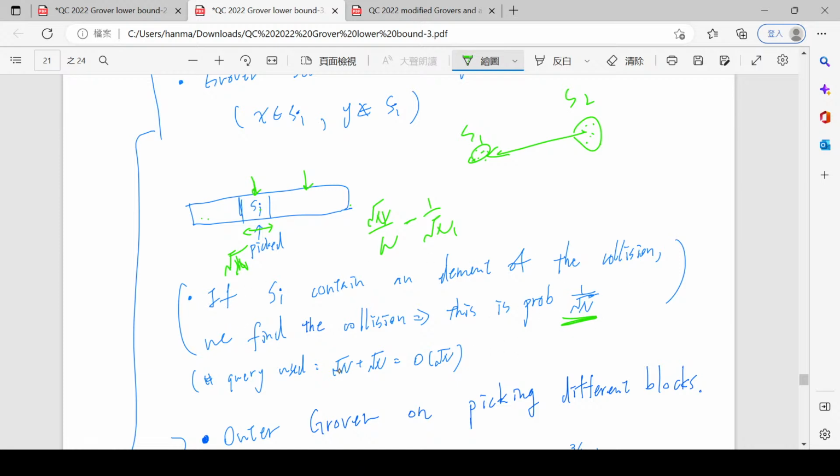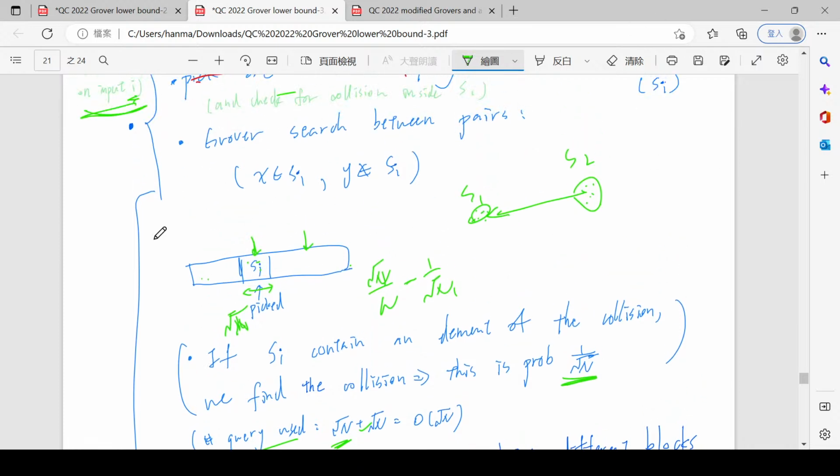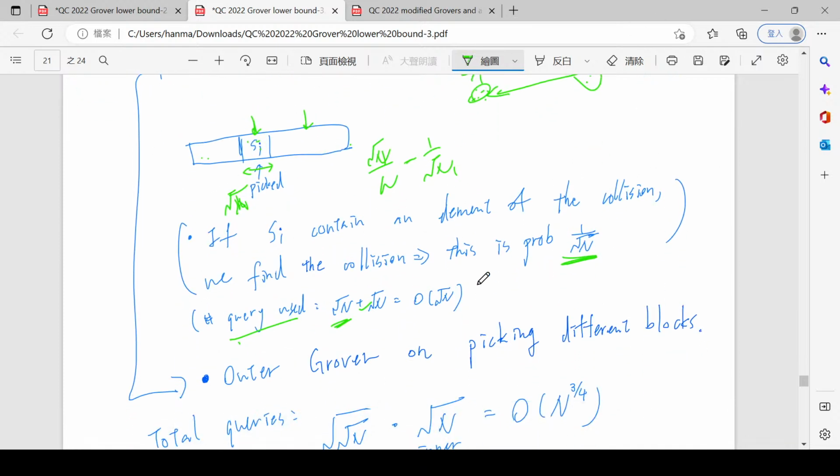And what's the number of queries we use? So it's similar to the collision problem before, but with different numbers. So we need to query everything inside SI, that's square root n, and we need to run this global search over everything, and the search over everything takes square root n. So square root n plus square root n, that's still square root n.